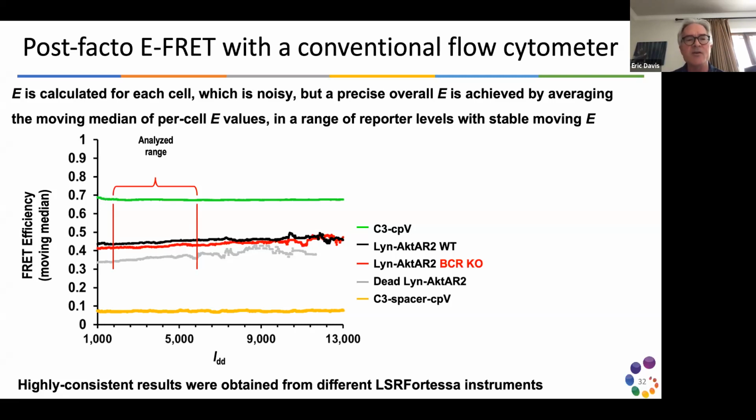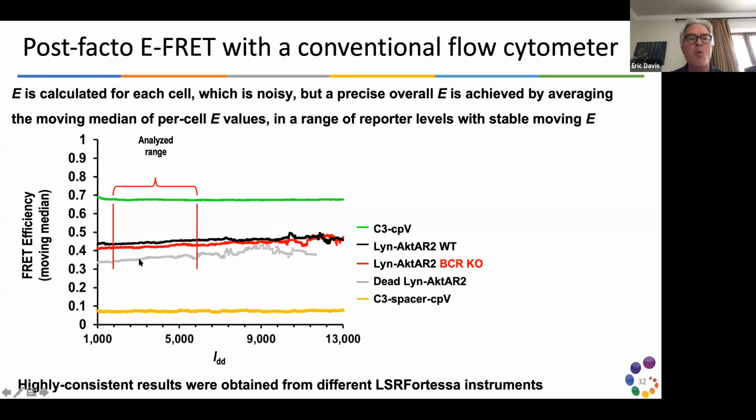It's based on single cell calculations of E, but those are very noisy. But if we use a moving average and measure thousands of cells, which flow cytometry can do, then we get very precise results. You can see in green is the high FRET control, in orange is the low FRET control, and in between are values for the reporter.